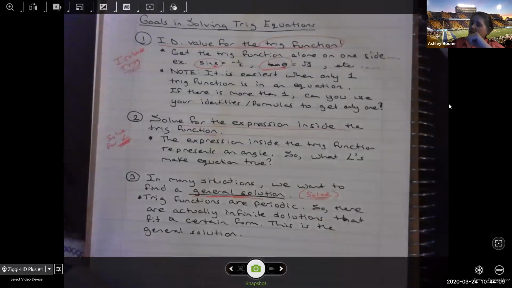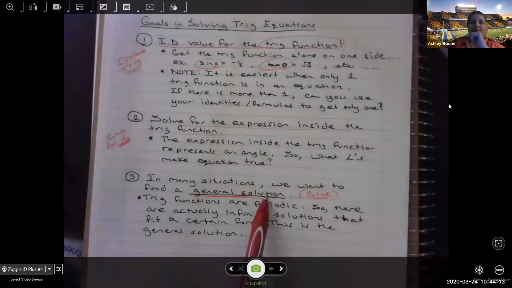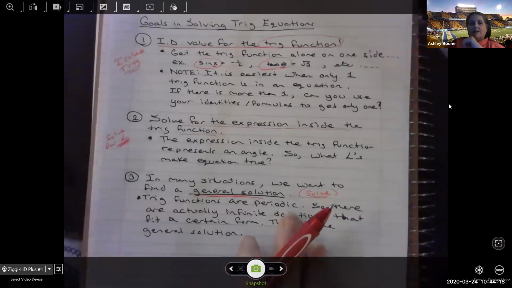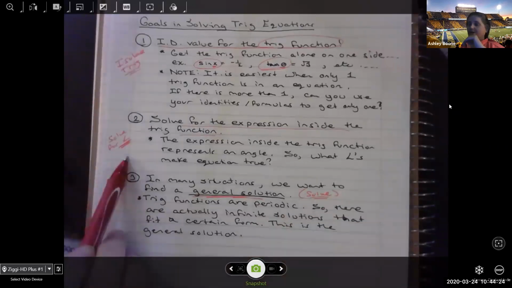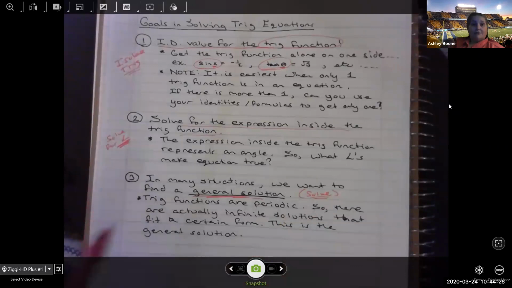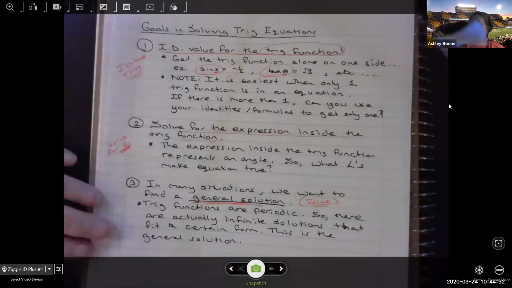Because of that, sometimes we want to write it as the general solution that represents every single one of those angles. We're going to do quite a few examples. Keep these steps in mind. Get your trig function alone, solve for the angle itself, and then get your general solution. Okay? Let's start looking at some of our examples.